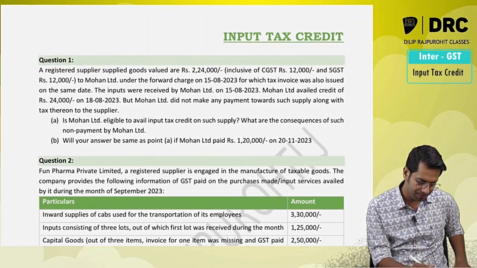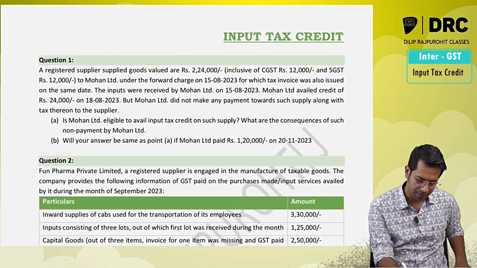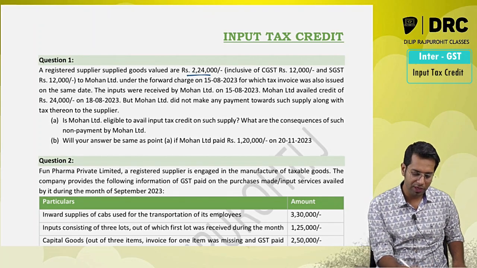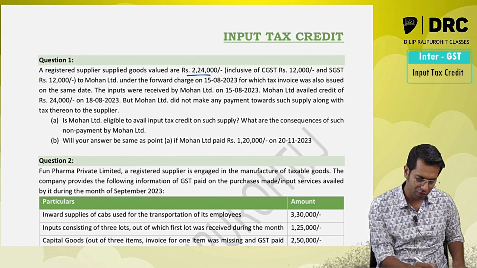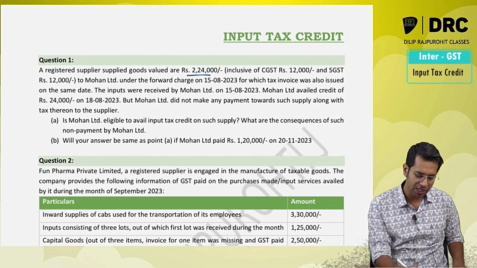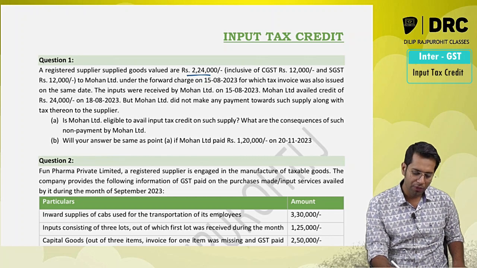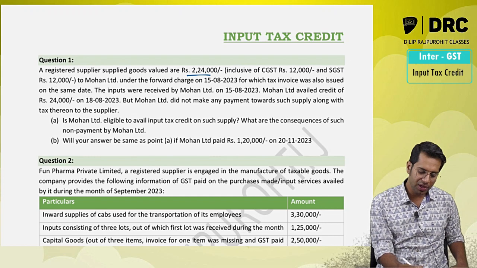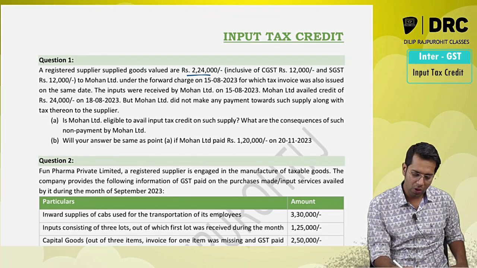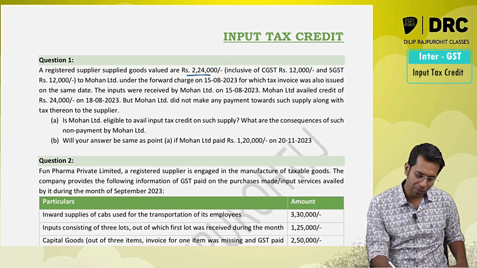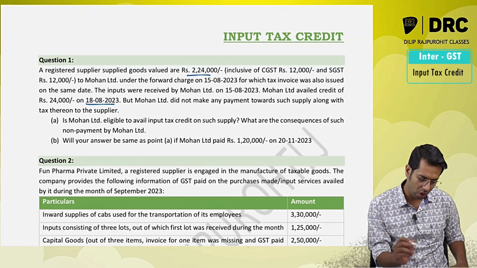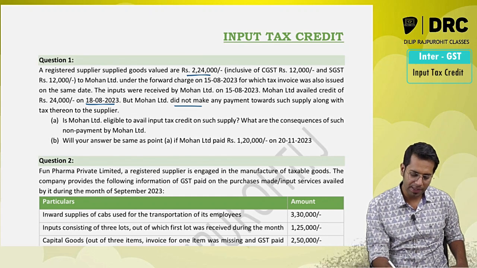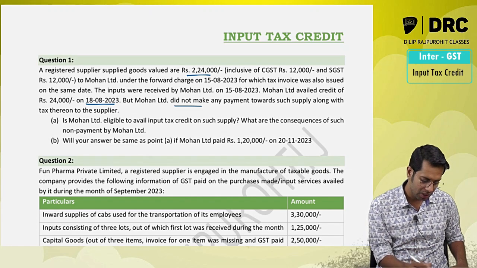A registered person. So let us see the first question. A registered supplier supplied goods valued at 2,24,000 including GST of 24,000 to Mohan Limited under forward charge on 15th August 2023, for which the tax invoice was issued on the same date. The inputs were received by Mohan Limited on 15th August 23 and Mohan Limited availed input tax credit on 18th August 23. But Mohan Limited did not make the payment towards the supply along with tax to the supplier.